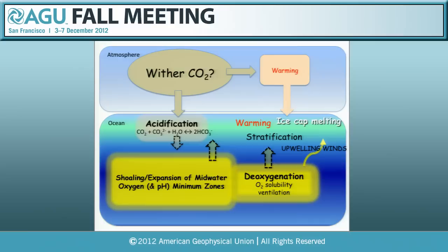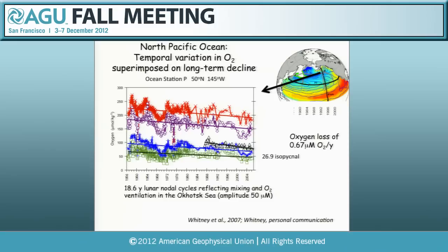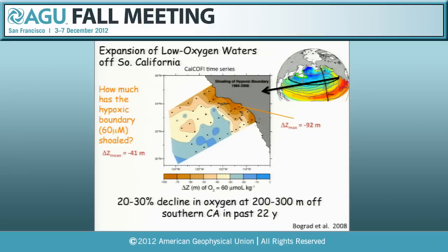So what evidence do we have that all of this is actually occurring? Well, some of the longest-term data come from the North Pacific at Station P. There are a lot of fluctuations, but there's a long-term decline in oxygen since the 1950s, and it looks like we're losing oxygen there at about 2/3 of a micromolar per year. The CalCOFI data set off Southern California also shows declines in oxygen over the last 22 years. The region between 200 and 300 meters has lost 20 to 30% of its oxygen. So that's quite a lot. And the hypoxic boundary, which we define as 60 micromolar, has been shoaling inshore by nearly 100 meters.